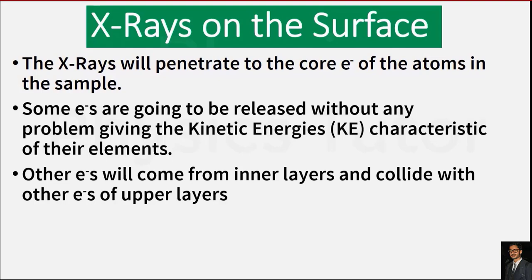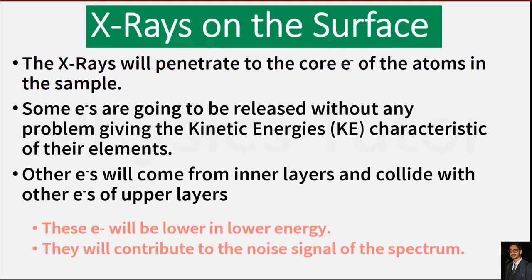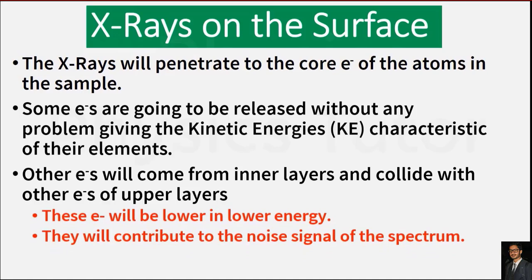Third, other electrons will come from the inner layer and collide with the upper layers. We know that in the inner layer, when electrons absorb energy, they move to the outermost layer. In conclusion, these electrons will be lower in energy. They will contribute to the noise signal of the spectrum. So we see here the noise signal of the spectrum and how this is formed.